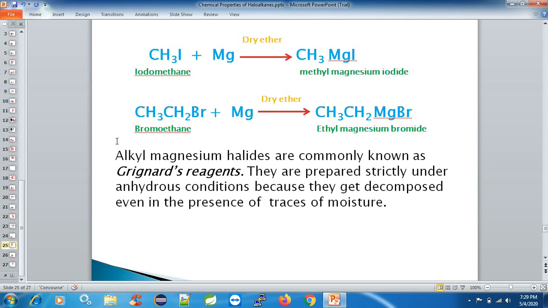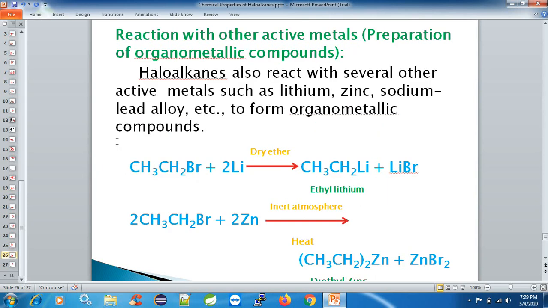Then we will discuss the reaction of haloalkanes or alkyl halides with other active metals like lithium, zinc, sodium-lead alloy. Now you see here the reaction of alkyl halides or haloalkanes with other active metals, that is preparation of organometallic compounds. Haloalkanes also react with several other active metals such as lithium, zinc, sodium-lead alloy to form organometallic compounds.